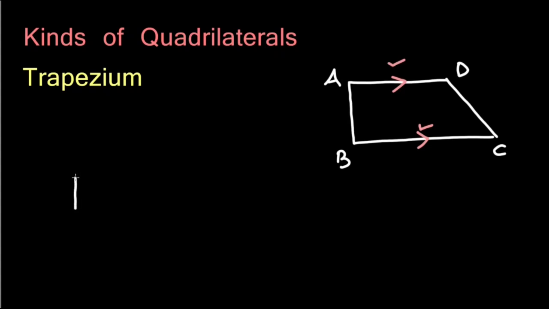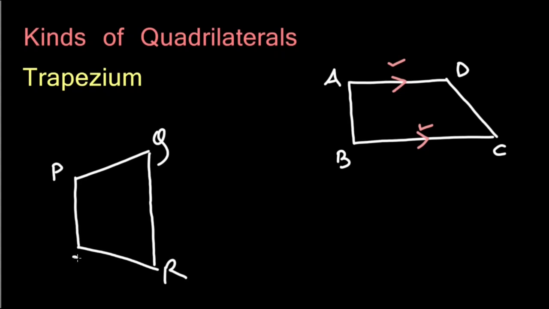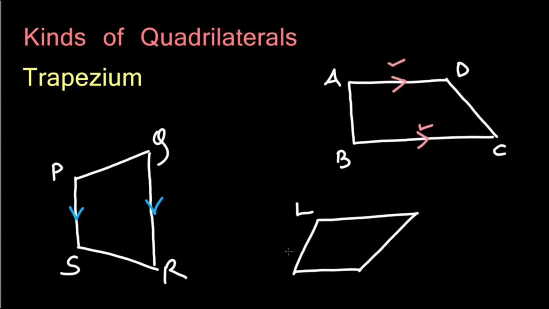Quadrilateral PQRS is a trapezium because exactly one pair of opposite sides, that is, side PS is parallel to side QR, whereas the other pair of opposite sides, that is, side PQ, is not parallel to side SR.